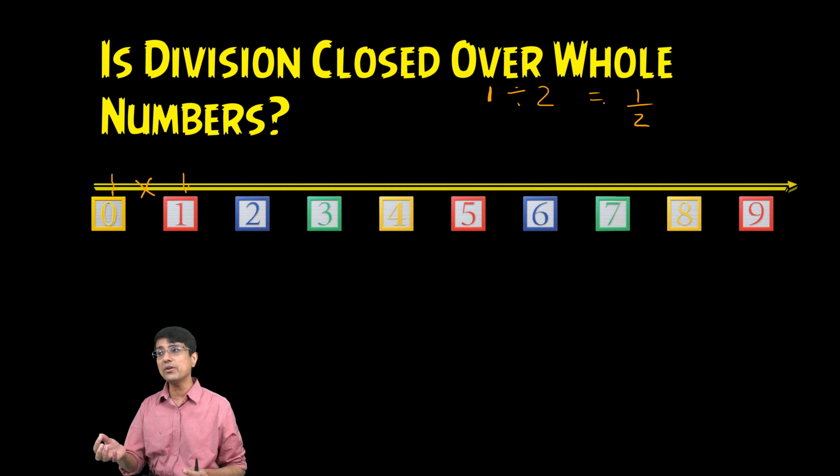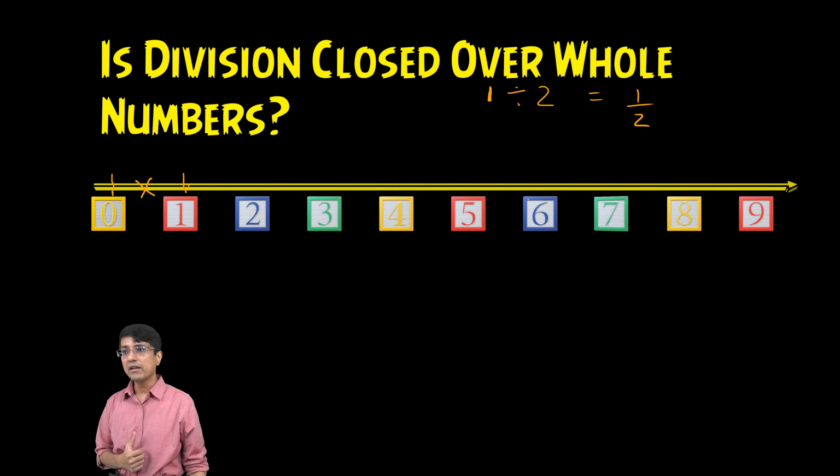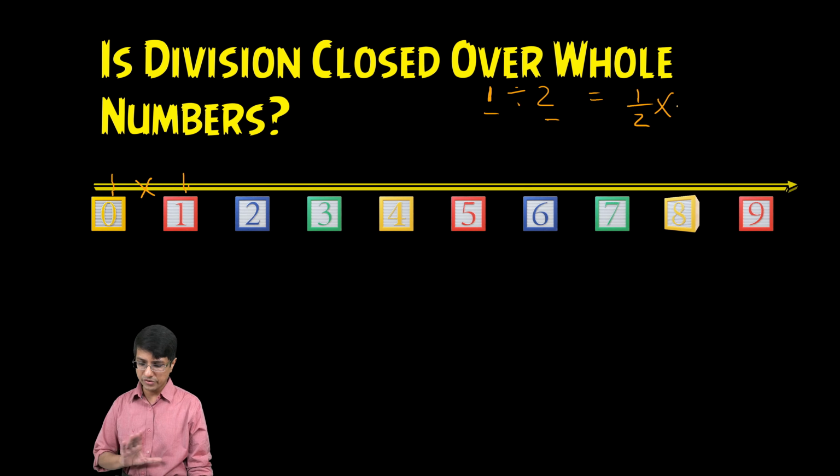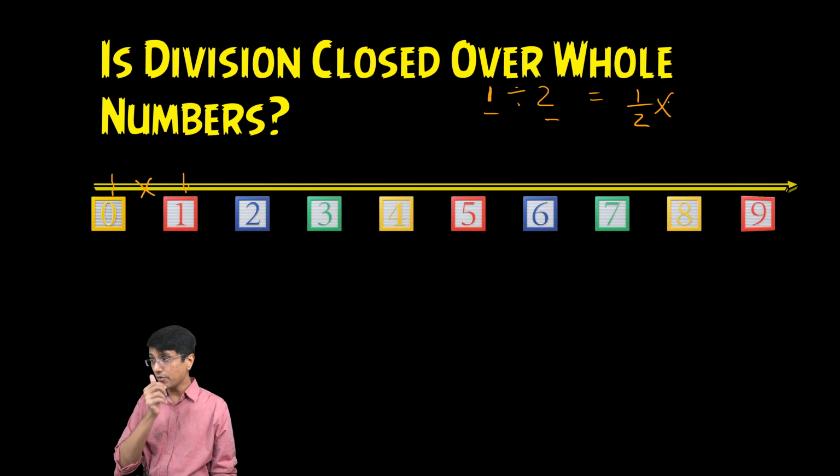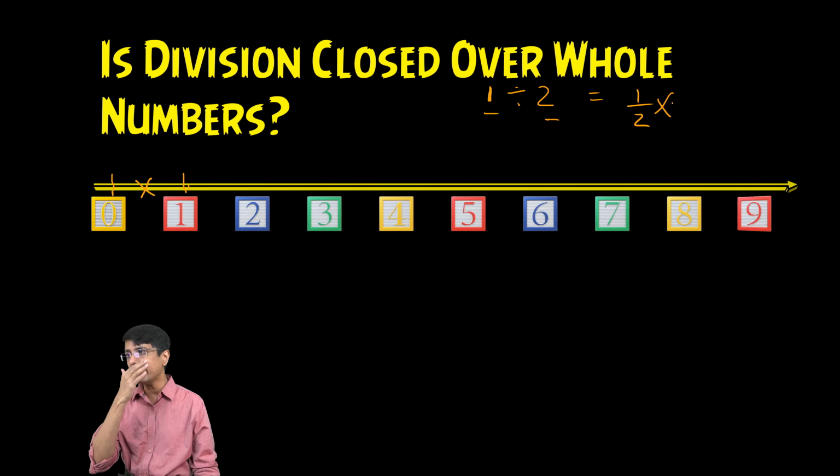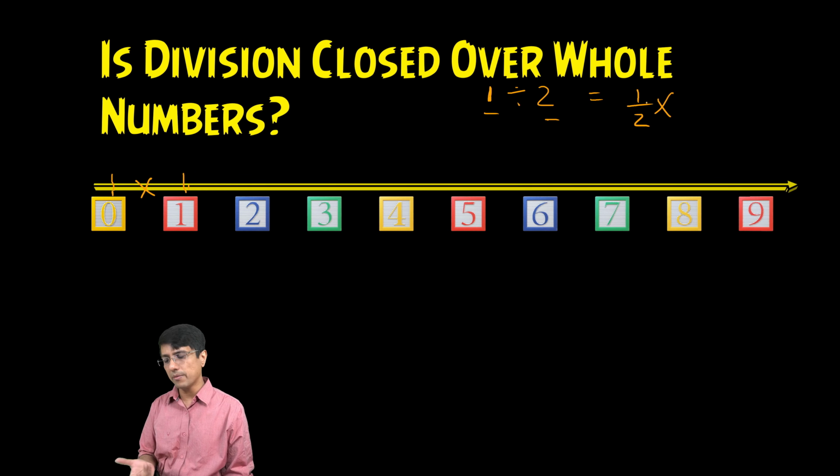Very simply, we were able to come up with a division of 2 whole numbers which does not result in a whole number. So this is not a whole number. Just by showing this, we have said that division is not closed over whole numbers.